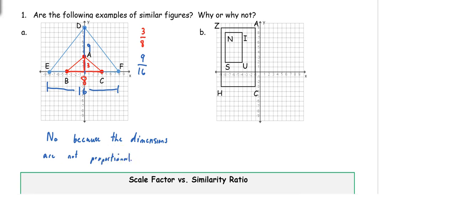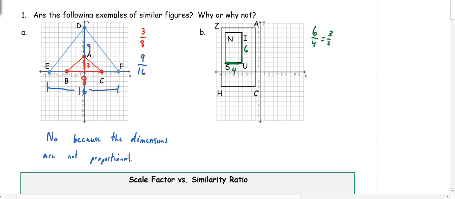In B, we're going to look at the length and the width. So when I look at IU, I can count and see that the height of IU is 6, and the width from S to U is 4. So we're going to do height to width, so I get 4 over 6, which reduces to 2 over 3.